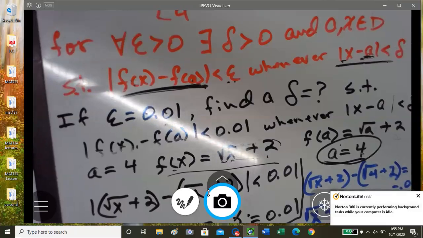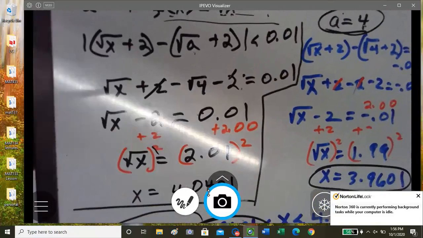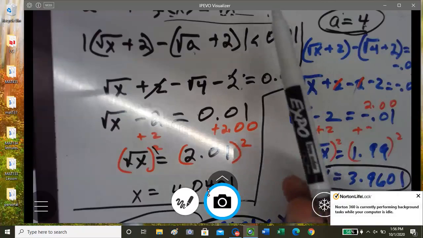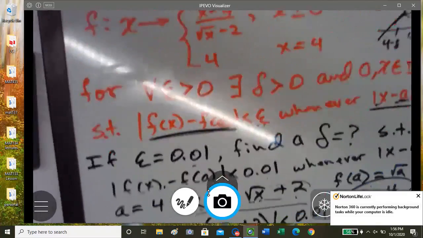And then we went back to the same thing with negative 0.01. And we got 3.9601. That's a smaller number than 4.04. The reason why we want to go with the smaller number is we're more guaranteed of finding the epsilon at 0.01 with this number. And so we went with that, and we found delta 0.0399.